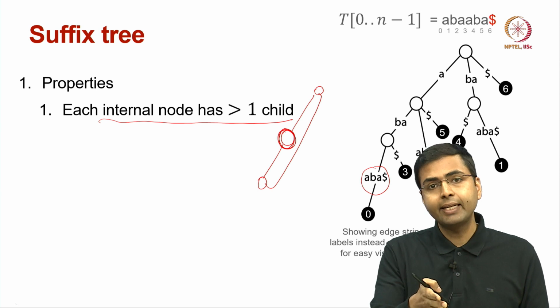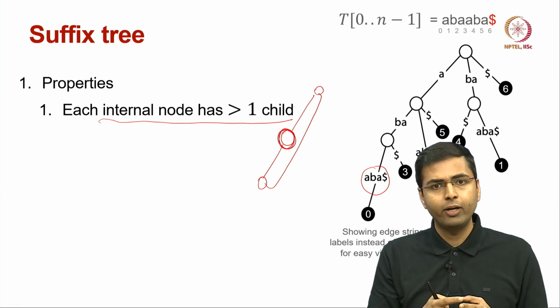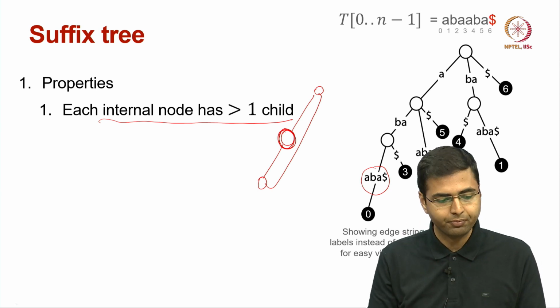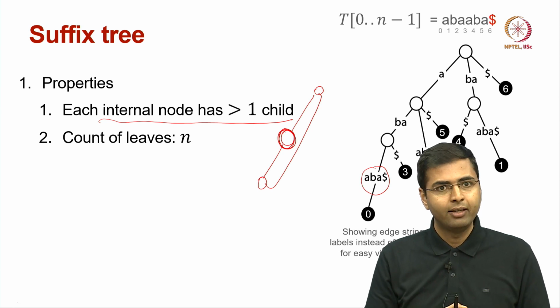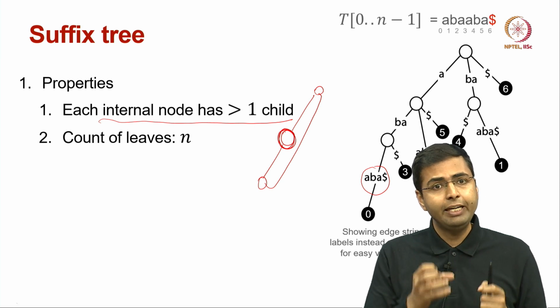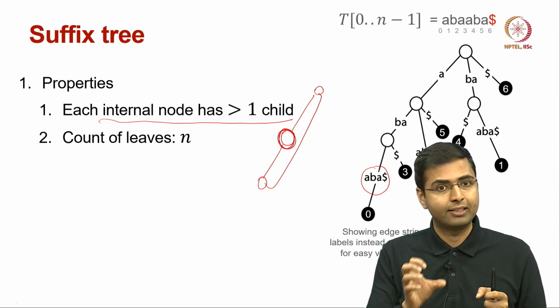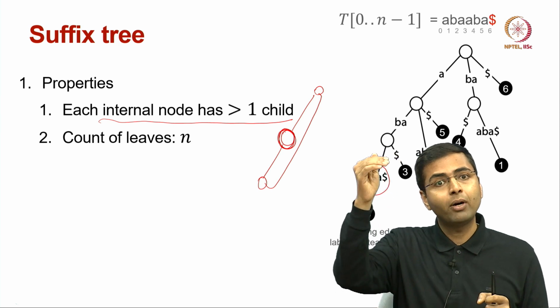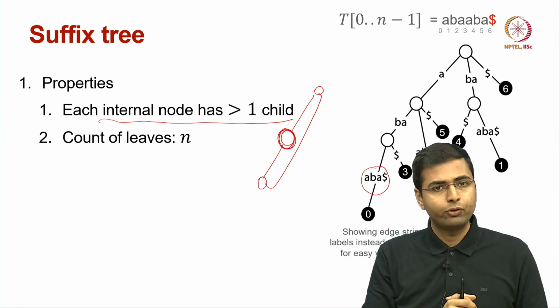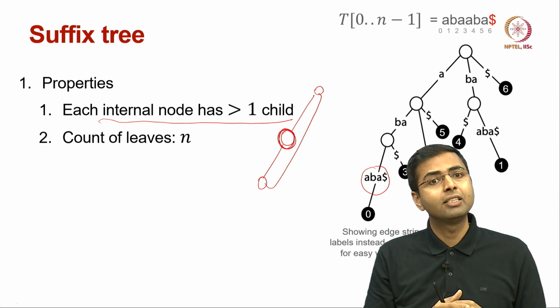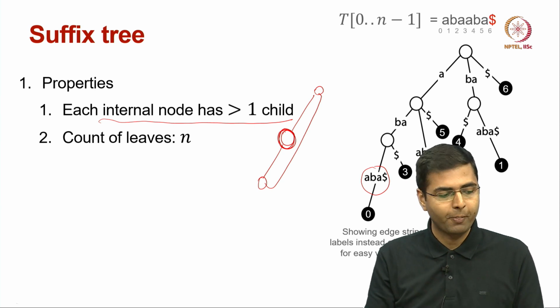You can also see in the right hand side example that every internal node has at least 2 children. The next property is that the count of leaves is n, which is same as the suffix tree, because we have n suffixes, and each leaf node represents a suffix id. So, if you go from a root to any leaf node, that is going to spell a suffix. So, therefore, the count of leaves is exactly n.